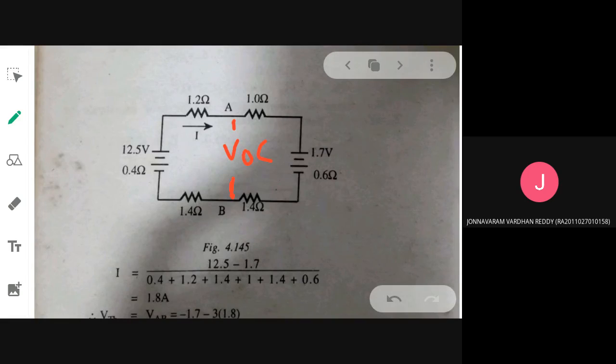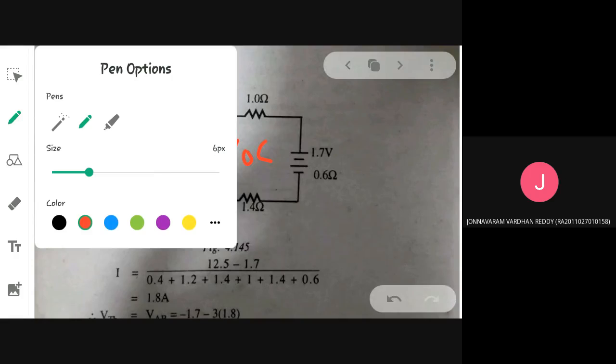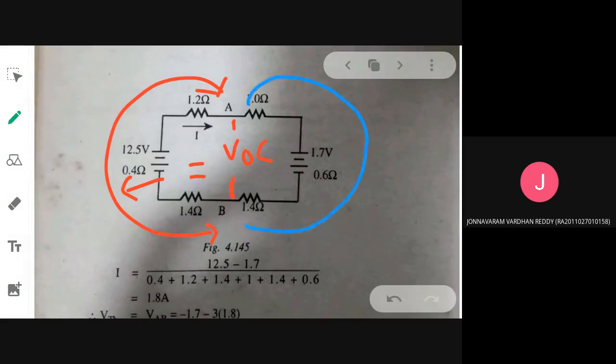I can do it in two ways. Either I can observe the voltage drop across this, which will be equivalent to VOC, or the other way around, if I calculate the voltage drop across this, that will also be equivalent to VOC. Either way I can do. Okay, I am trying to do it this way.